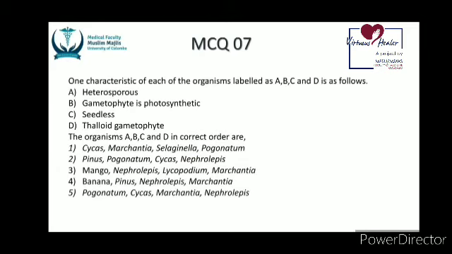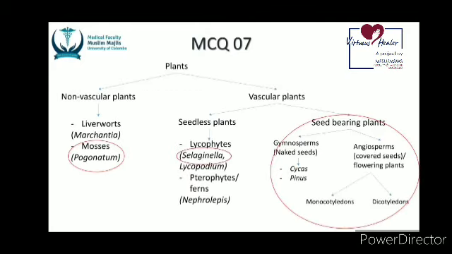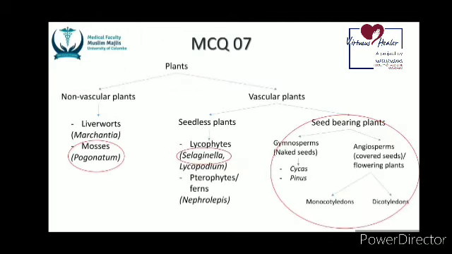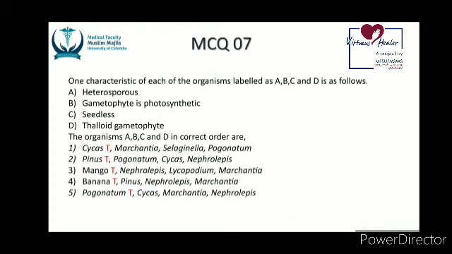Cycas and pinus, these two plants are seed-bearing plants and are gymnosperms. Now we know that all the gymnosperms and angiosperms are heterosporous. So, cycas and pinus will be true. Then, mango and banana. They are also heterosporous plants since they are seed-bearing plants and are angiosperms. Then, fifth statement, we have pogonatum. Pogonatum is an example for a moss, and we said that it is also an example for a heterosporous plant. So, the first responses in all 5 statements are going to be true.